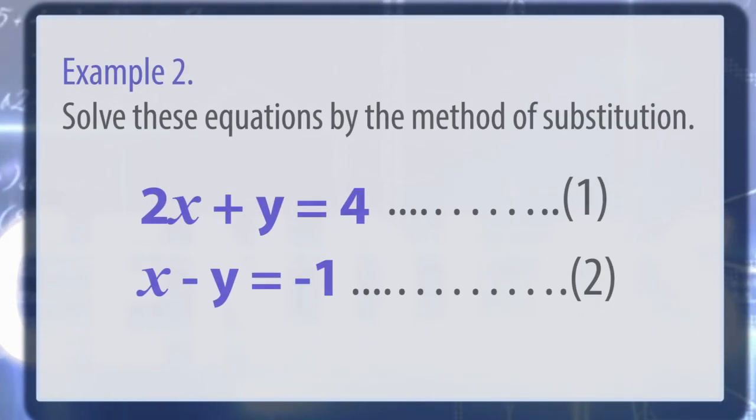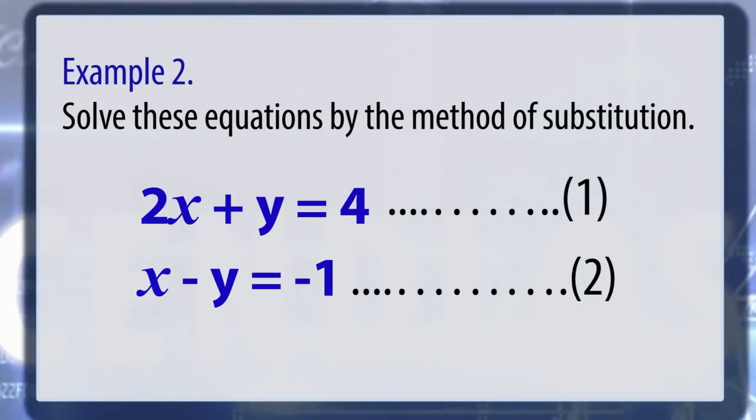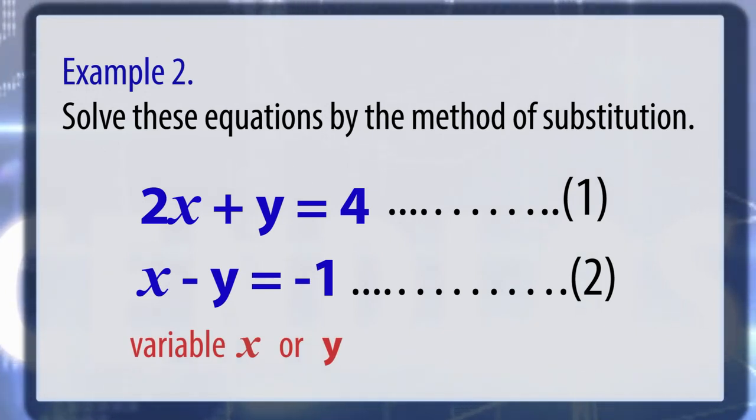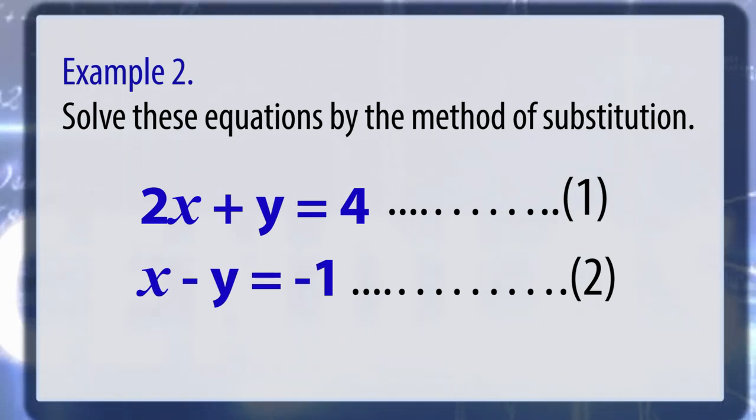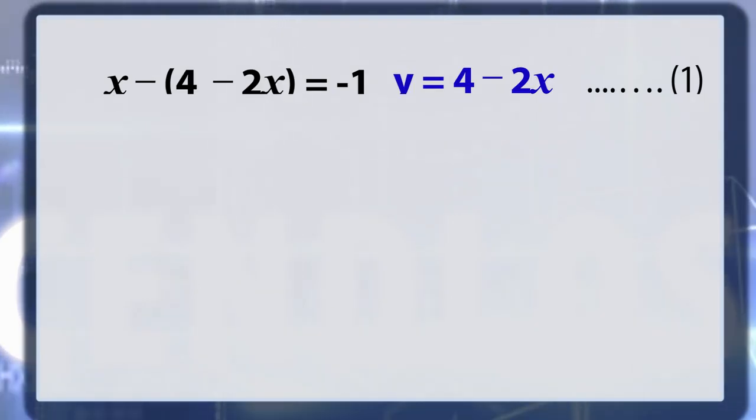Solve these equations by the method of substitution. 2x plus y is equal to 4 is equation 1. And then x minus y is equal to negative 1 is equation 2. As we said, we have to let one of the variables be the subject. And so since we have the equations labeled already, we can go to equation 1 and make y the subject. So if we make y the subject, it means y should stand on its own. And so we have y is equal to 4 minus 2x.